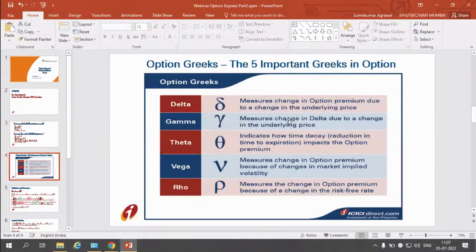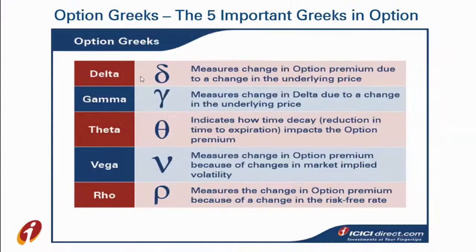So let me give you an overview of what the Greeks mean, just to recap. If you see, there are 5 important Greeks over here. Delta measures the change in option premium due to change in the underlying price. What it means is, if ACC changes by 1 rupee, then the delta of an at the money option is about 0.5. So if the underlying changes by 1 rupee, the option price will change by 0.5 rupees.